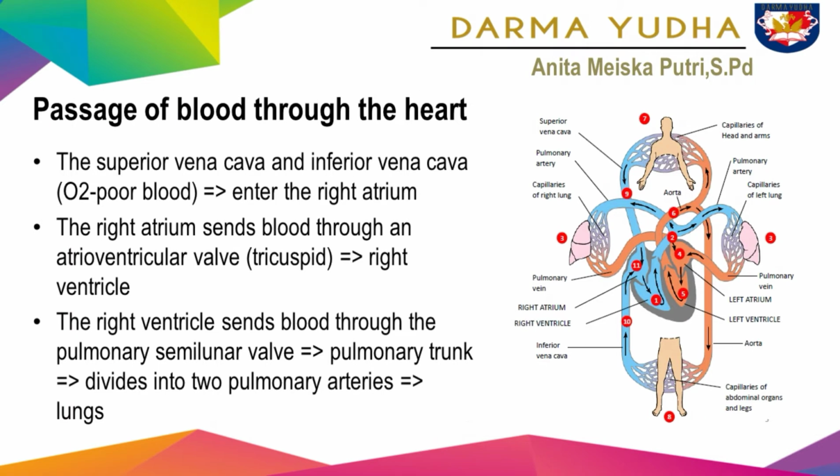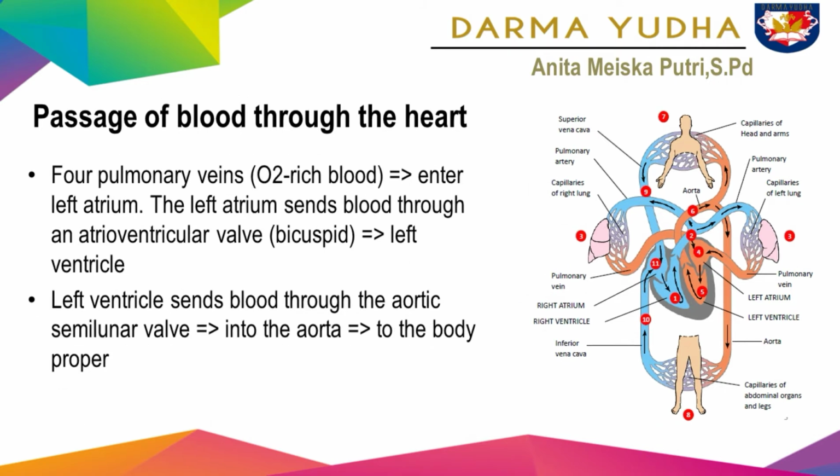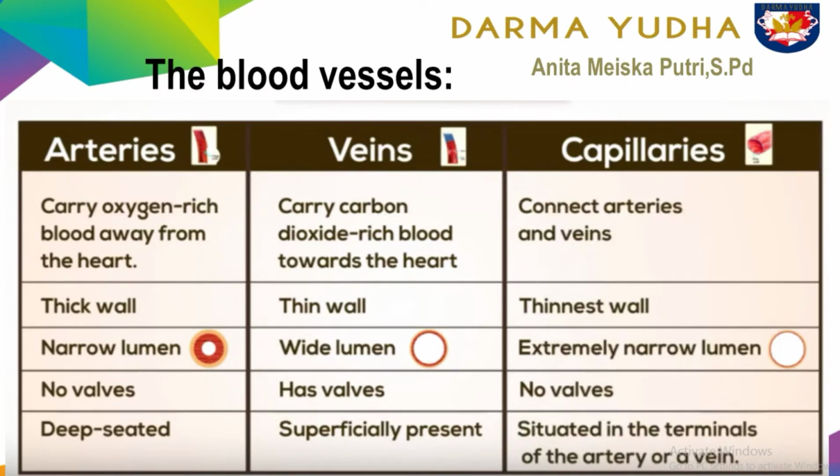Still about the circulation, you have to know the passage of blood through the heart, like which blood vessels belong to which part of the body. You have to learn all the things that belong to the passage of blood through the heart. And next, of course, you have to learn about the blood vessels. As we know, there are three types of blood vessels: arteries, veins, and capillaries. So you have to remember each characteristic and also the structure of each blood vessel.